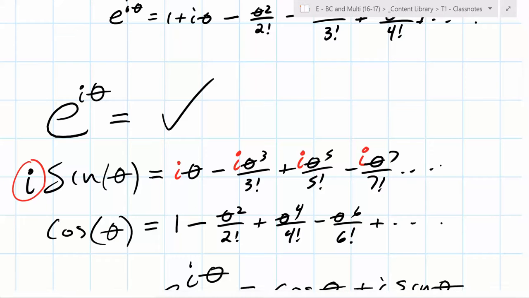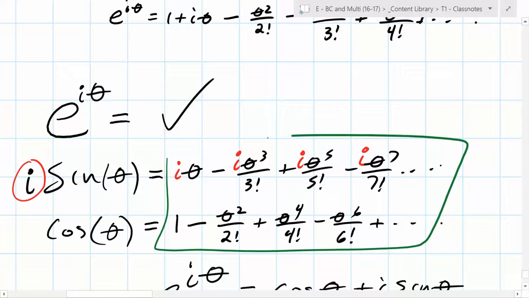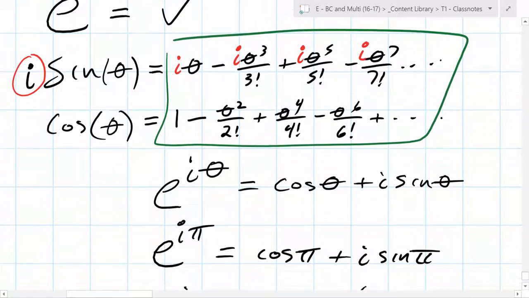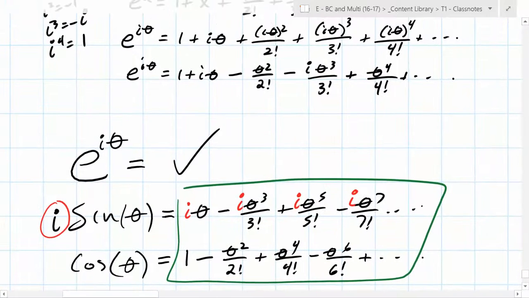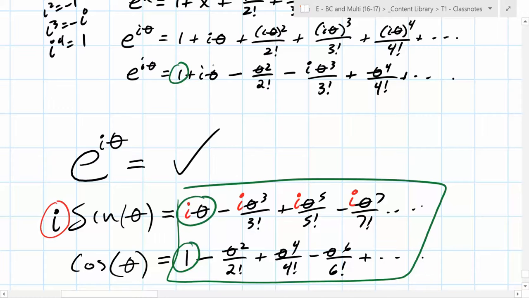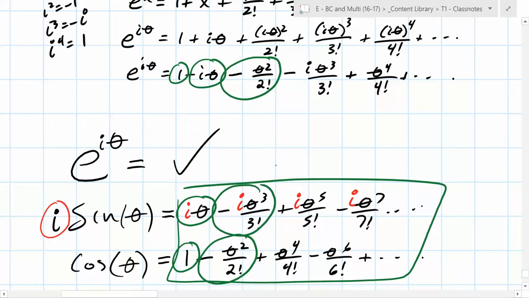Let's take these two things and add them together. What do you get if you add them together? So look, you have 1. Oh look, the 1 is right there. Agreed? Then you get this. Where's that? Right there. Oh, and then you get minus that. Oh, where's that? That's right there. And then you get minus that. Where's that? Right there. And then you get what? Oh, wait. So what did we just prove?